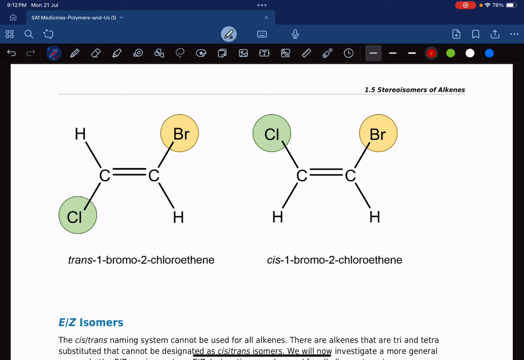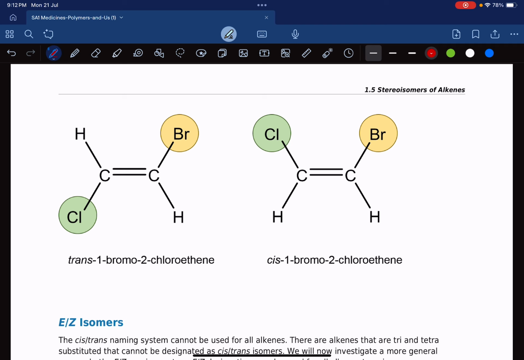There is no methyl group, there is no hydrocarbon. So what we do is we look at the hydrogens. You see there's one hydrogen here and the other hydrogen also in the opposite direction. So this is called trans. And in this image, this hydrogen and this hydrogen are facing each other. So this is called cis.